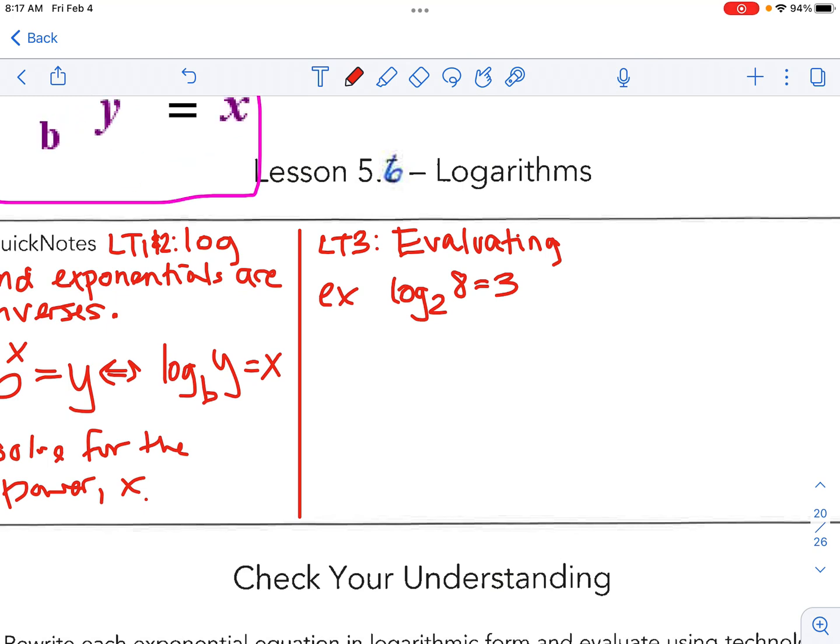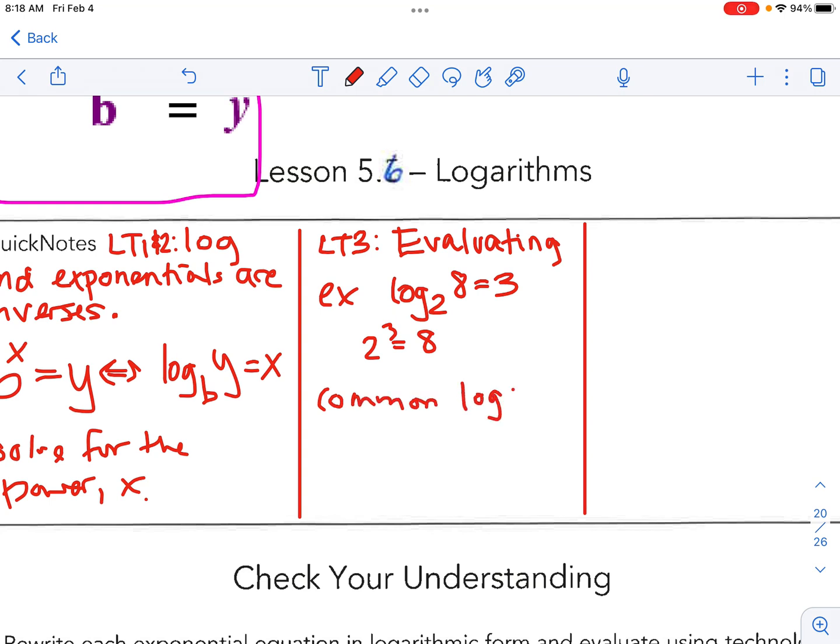A lot of times we need a calculator. We can easily see that 2 to the third power equals 8, but sometimes we need a calculator for those, and we'll get into that as we go through the rest of this unit. But I also want to mention, when we're evaluating, we have some logarithmic buttons on our calculator, and I just want you to be familiar with them.